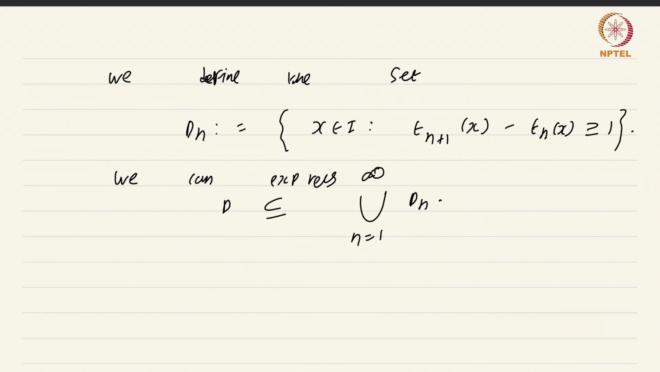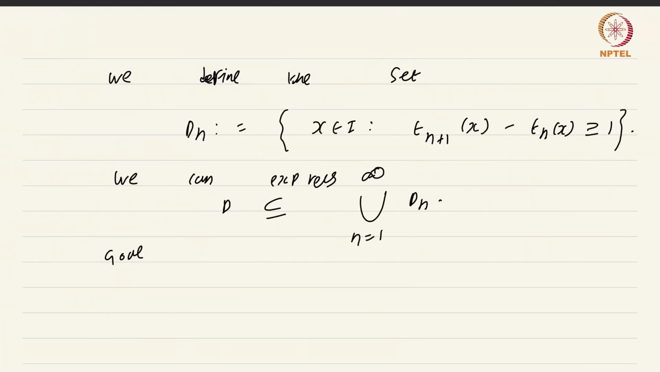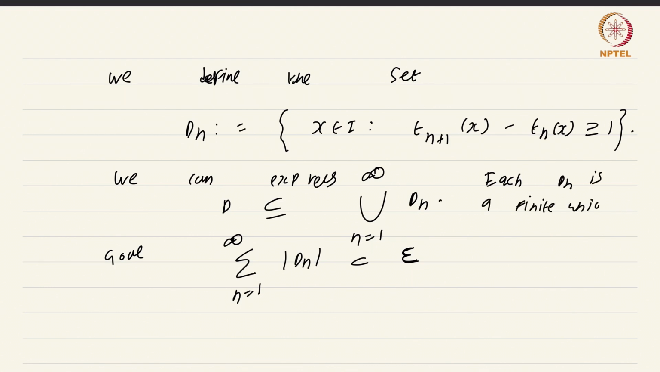Okay, now remember the goal was to show that D can be covered by a countable union of intervals whose net length is less than epsilon. Well, it turns out that the net length of this union of Dn, n equals 1 to infinity, is itself less than epsilon. Also, because Tn's are step functions and Dn's measure the places where there is a jump, it's clear that each Dn is a finite union of intervals.